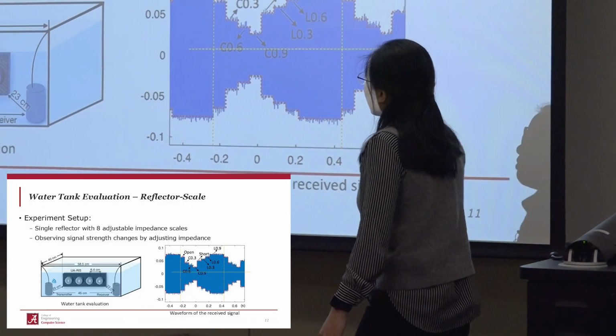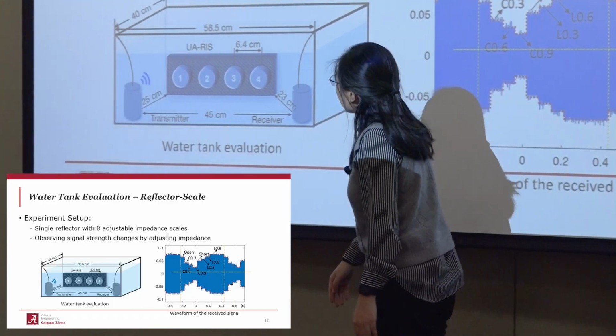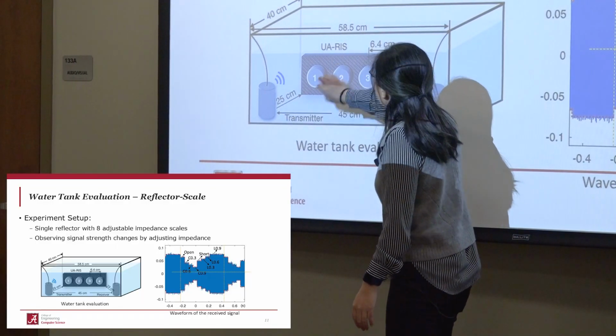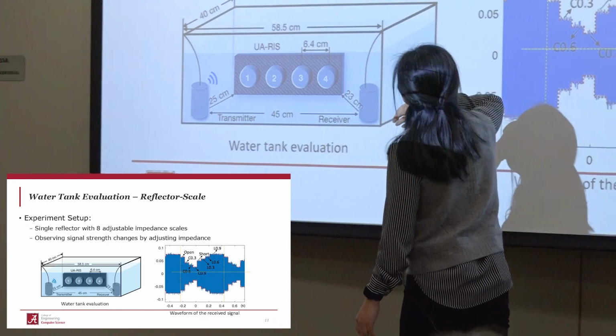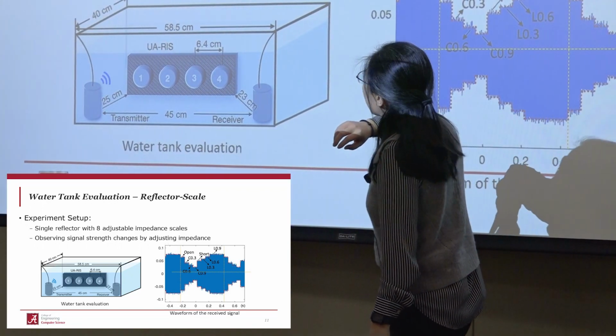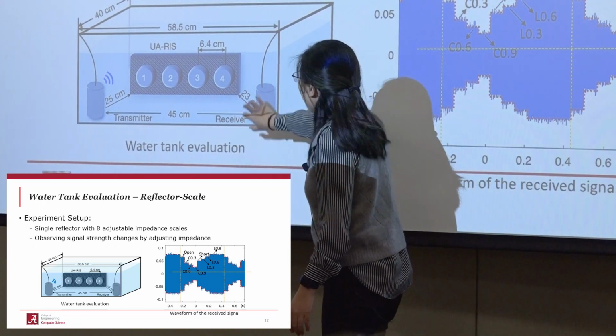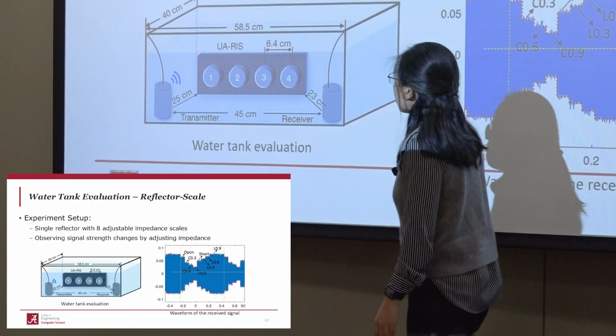In this experiment, for each reflector, we change their impedance scales and observe what we measure at the receiver side.